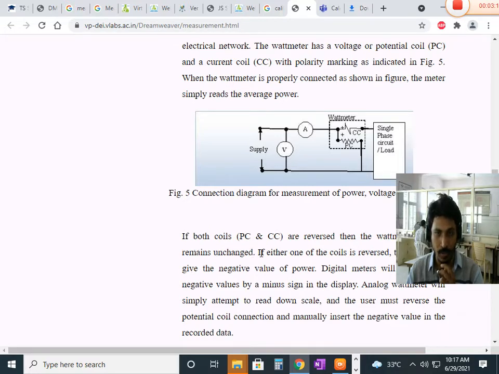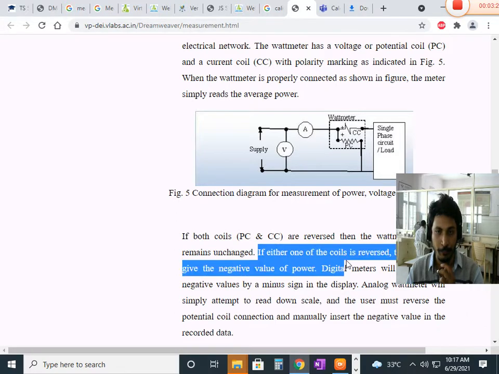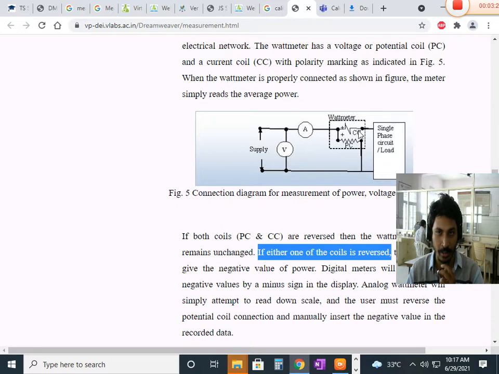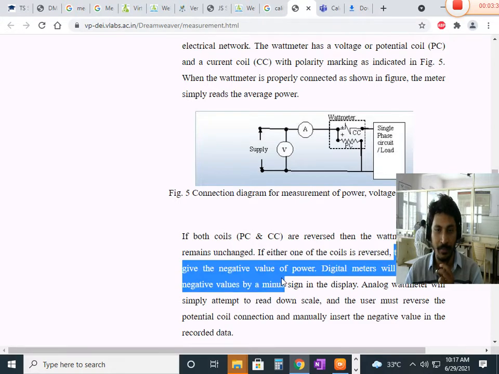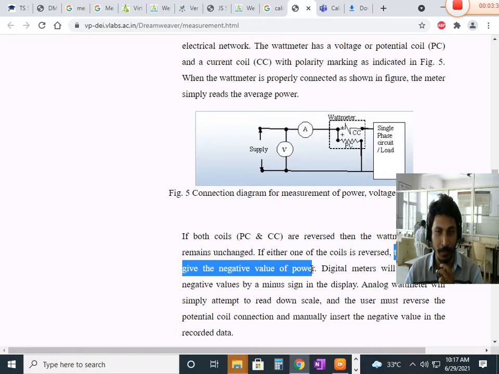Point number 2: if one of the coils is reversed, meaning either the current coil or the pressure coil, then the meter will give the negative value of the power. Understood? If one of the coils is reversed, the meter will read the negative value of the power.